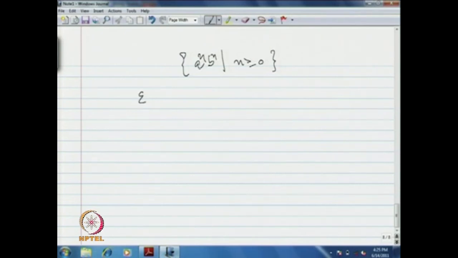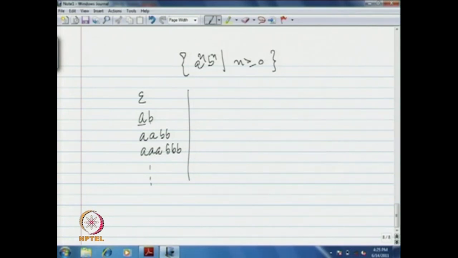Epsilon, by taking n equal to 0. By taking n equal to 1, you can have a b here, a a b b, a a a b b b and so on. These kinds of strings are there in this language. Now, look at the pattern of the strings here.